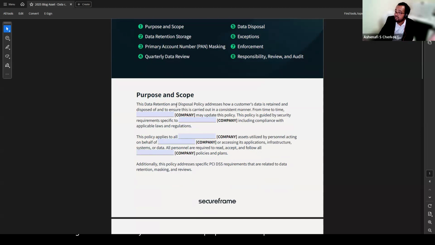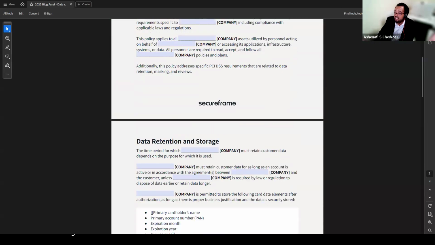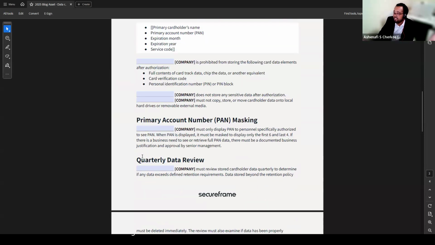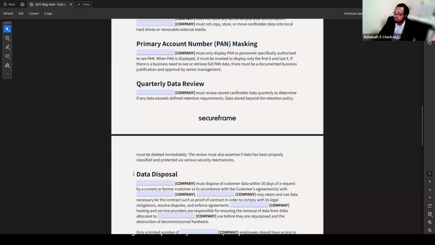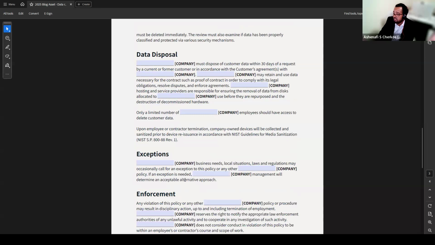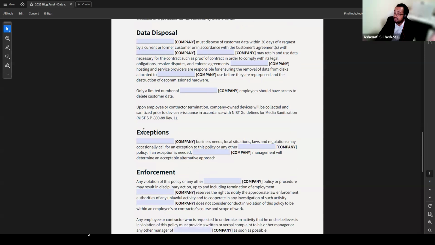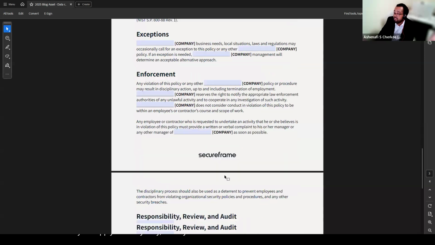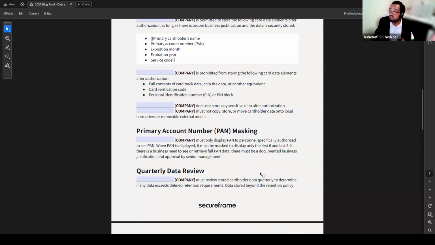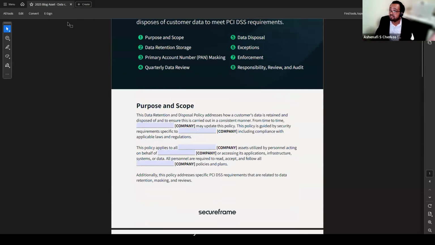So here there is a purpose and scope, where they use certain language to describe in detail the purpose and scope of the data sharing agreement. Next, they have data retention and storage, and primary account number and masking. Then the quarterly data review policy, data disposal, and exceptions. This may not apply for everybody. They also have enforcement, and responsibility, review and audit sections as well.